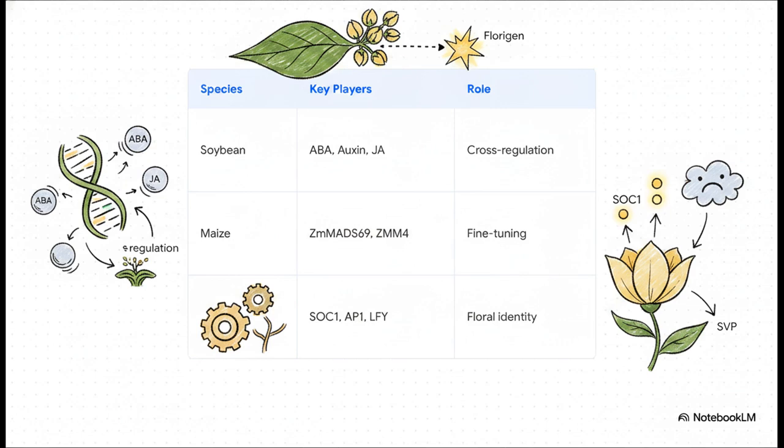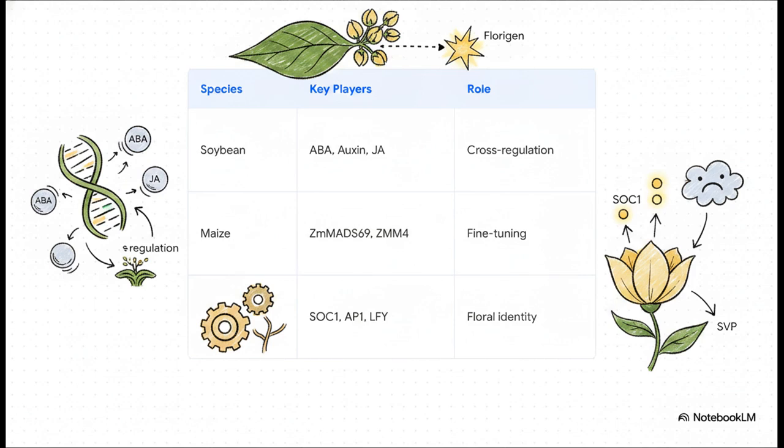In soybeans, for instance, we see a huge shift in hormonal pathways. Abscisic acid, auxin, jasmonic acid, all cross-regulating the meristem's activity. In maize, you've got specific regulatory modules and genes like unbranched fine-tuning the transition. And then in the model plant Arabidopsis, master transcription factors like SOC1, AP1, and LFY get rapidly upregulated by florigen, while repressor genes like SVP are actively dialed down.